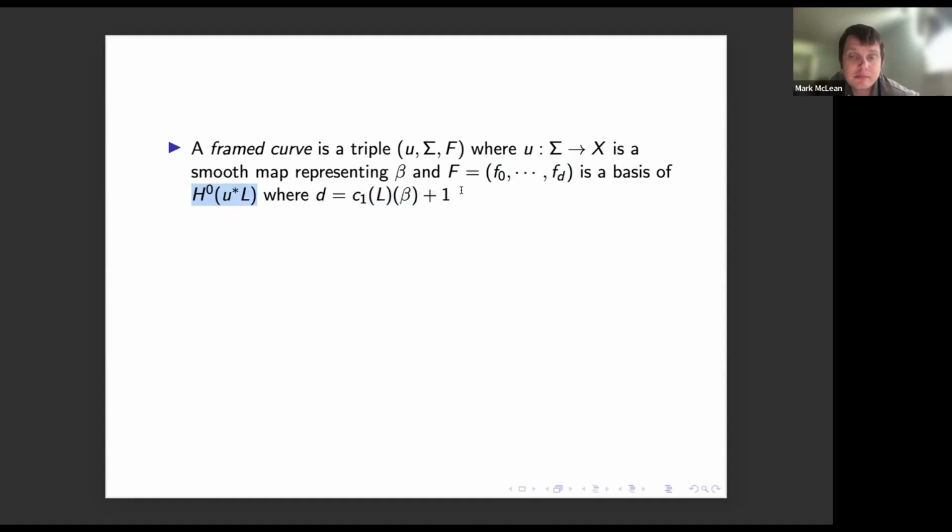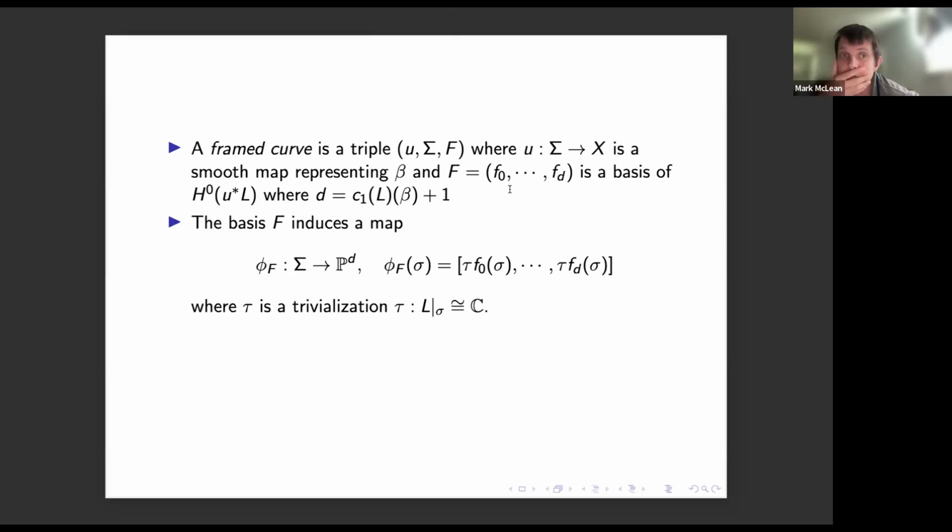I've chosen things so that this is the largest possible basis. So H1 of u star L is 0, and this is the largest possible basis you can have. If I have a basis of sections of a line bundle, then I get a map to P^D, the usual map. This F, which I'm going to call the framing, induces a map to P^D.